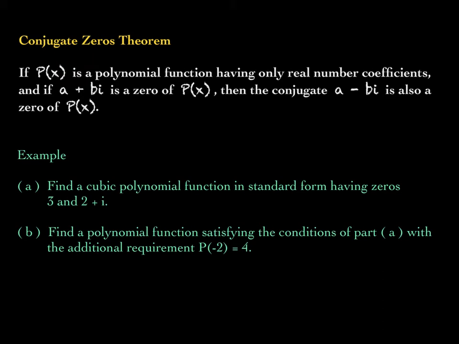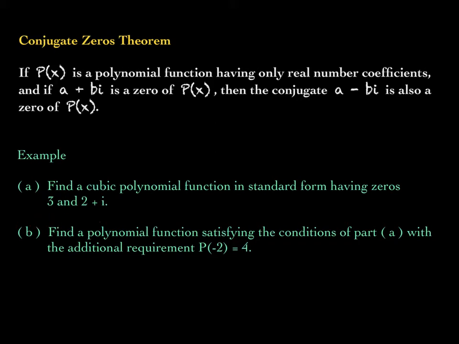Find a cubic polynomial function, so that's degree 3, in standard form having zeros 3 and 2 plus i. So listen, they've already given us 2 of the 3 zeros, right? In order to write out what this function is, we're going to need to know all 3 zeros. They gave us 2, so there's 1 missing.